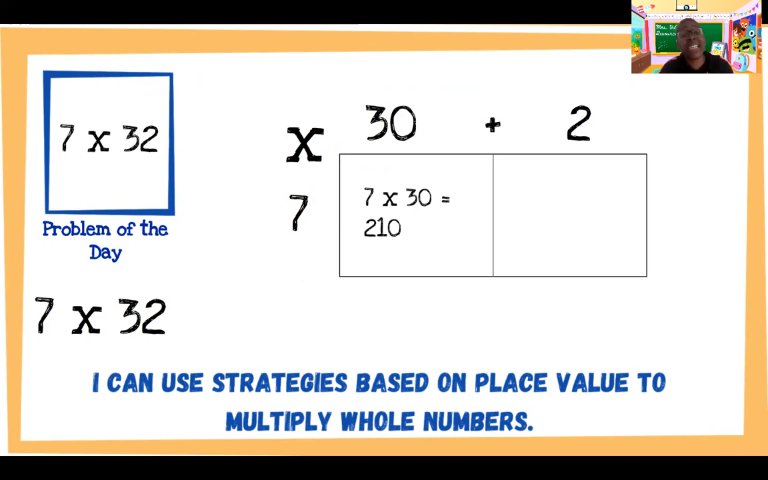Now, let's look at the next piece of our problem. We have 7 times 2. Well, what is 7 times 2? Super simple. 7 times 2 is 14.